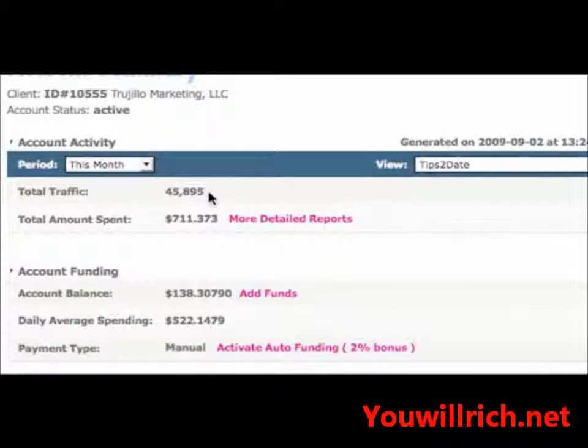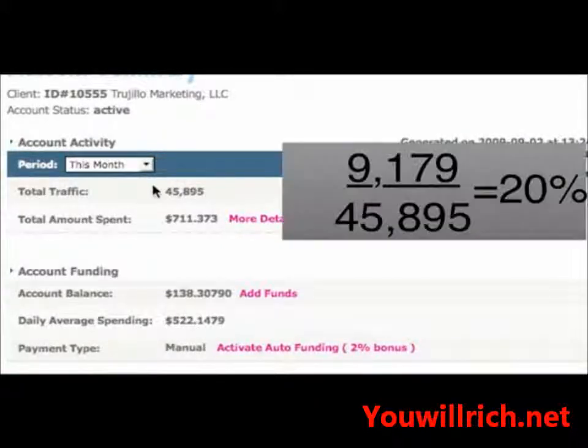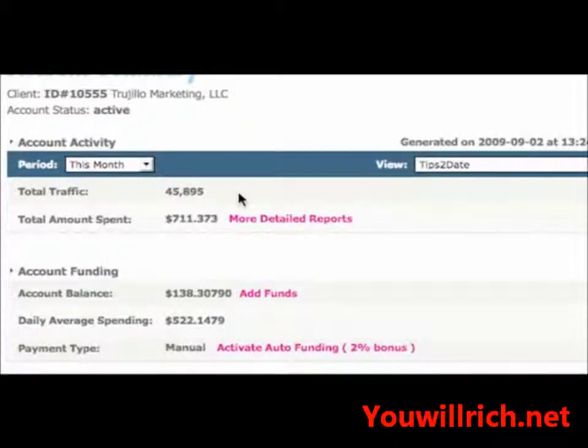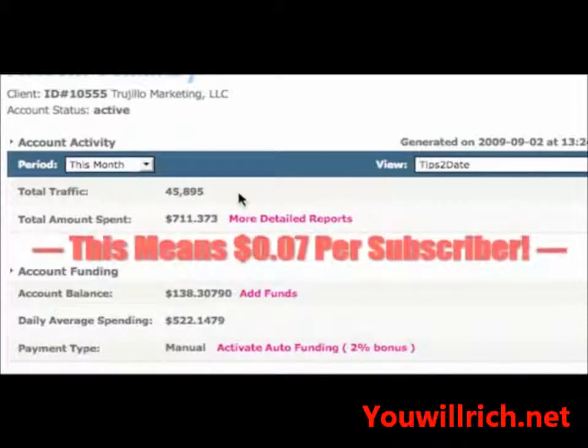Oh, this is even better. Okay, let's do this math again. We have 45,000, let's see, 9,179 divided by 45,897. So that's exactly 20% of people actually signing up on the site. That's pretty good. So 20% of people are signing up to the mailing list, and let's find out what our actual cost per person to sign up is.